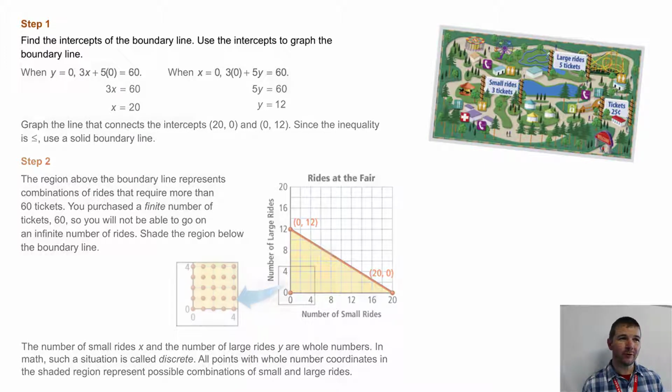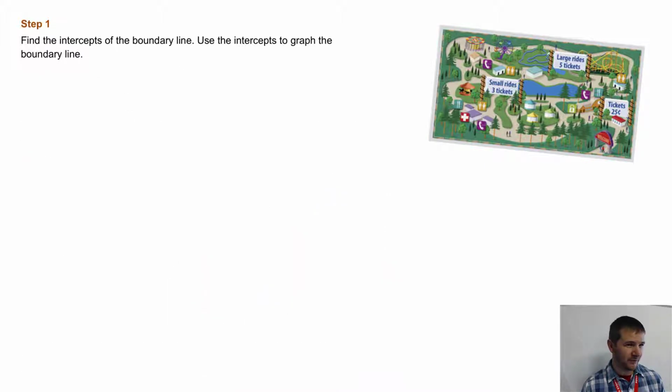Continuing on, step 1, find the intercepts of the boundary line and use the intercepts to graph the boundary line. Up until this point, our inequalities have been given to us in slope-intercept form, but now that this one is not, it might be easier to find the x and y intercept to graph the inequality. So when y equals 0, substituting 0 into the equation, 3x plus 5 times 0 equals 60, solving for x, we find that x equals 20. So our x-intercept will be (20, 0).